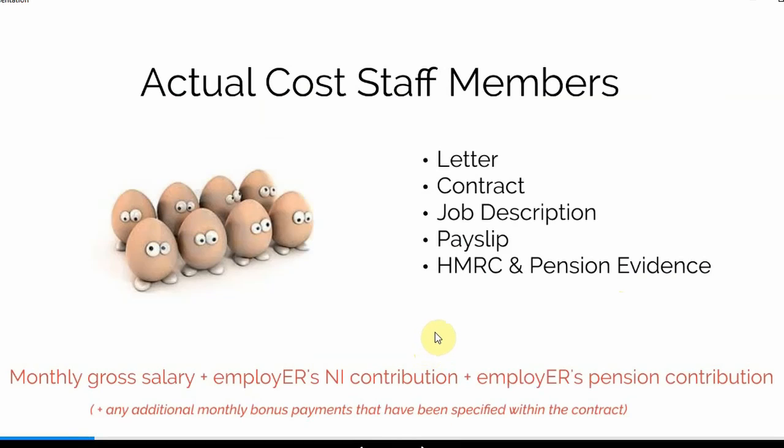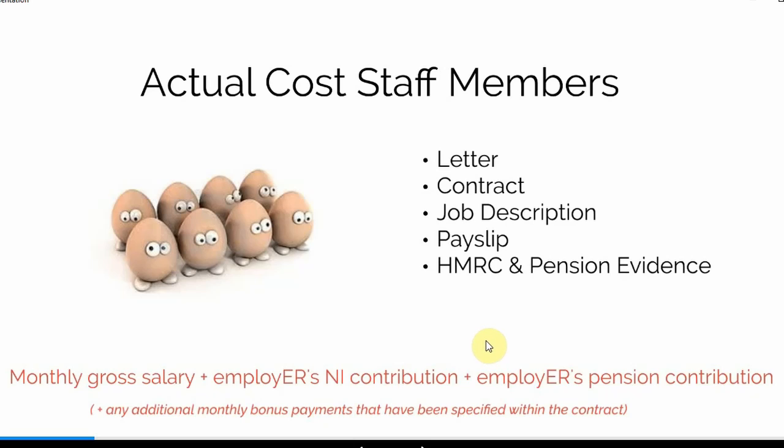Actual cost staff members require a letter, contract and job description. The letter must state that they are fully funded by ATI and must have the start date within the body of the letter. The job description must also state that the role is fully funded by ATI. We'll also require payslip and HMRC and pension evidence.